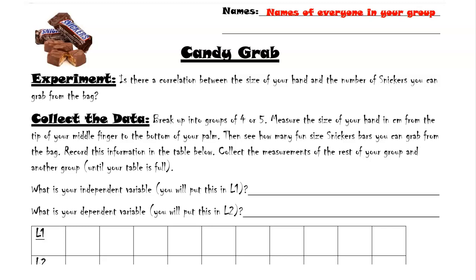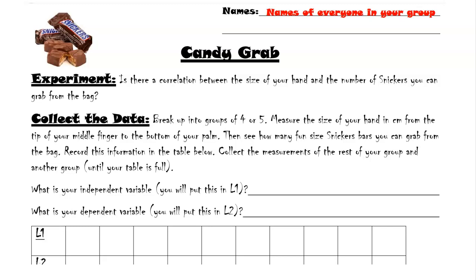So after you've got your group, then you're going to go get a ruler from Miss Barfield and you're going to measure the size of your hand in centimeters, not inches. And the way you're going to do that is you're going to measure from the bottom of your palm. So like if you bend your wrist, then you can see where the bottom of your palm is, from the bottom of your palm all the way to the tip of your middle finger.